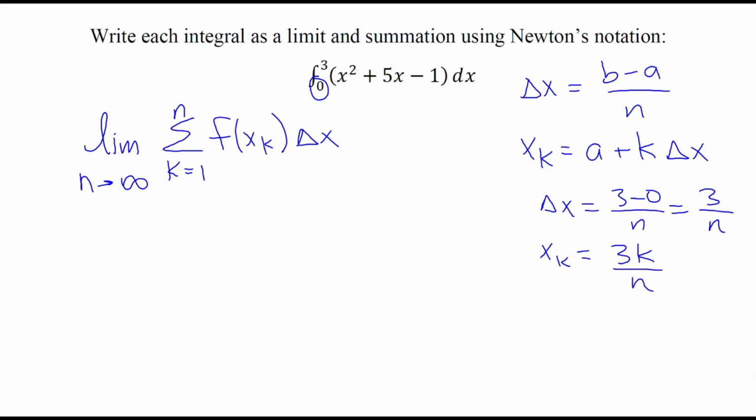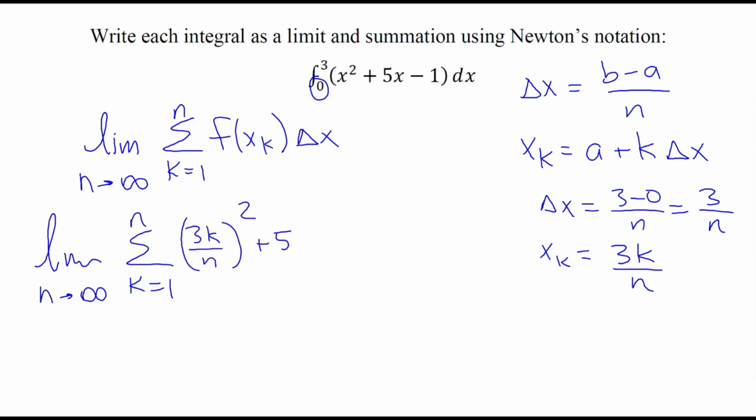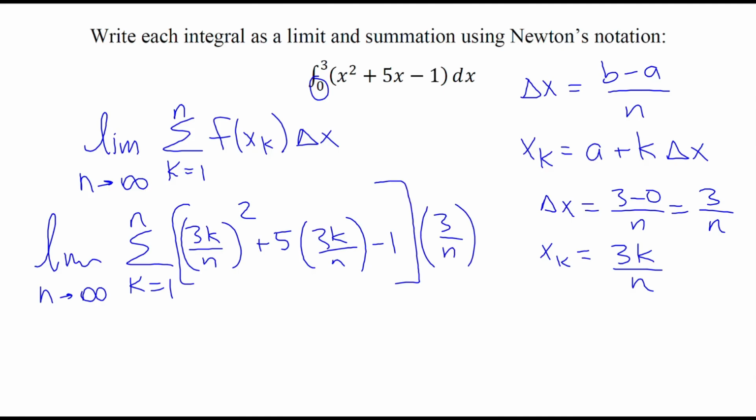3k over n. So we'll just rewrite this as a limit as n approaches infinity of the sum from k equals 1 to n of f of x sub k. So that's just our function evaluated at x sub k, or 3k over n. So (3k over n) squared plus 5 times 3k over n minus 1, all times delta x, which is just 3 over n. So that should be our first one here.